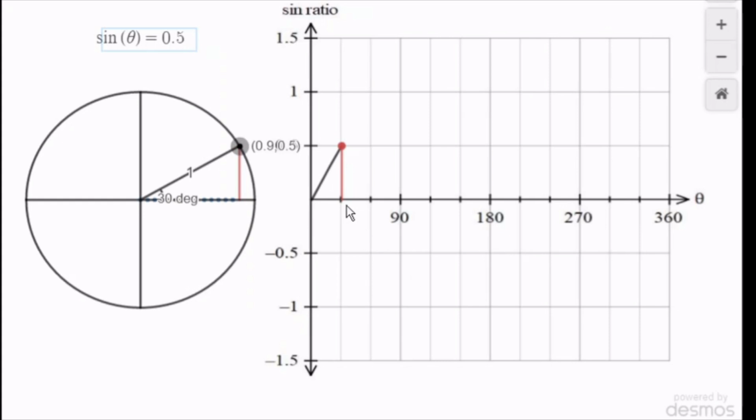The angle is 30 degrees. That's right here on this tick mark. Each tick mark is 30, and the sine ratio is 0.5. So the red dot has plotted a point for us.